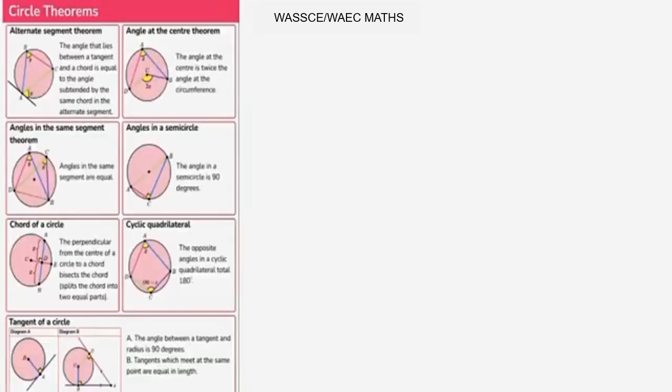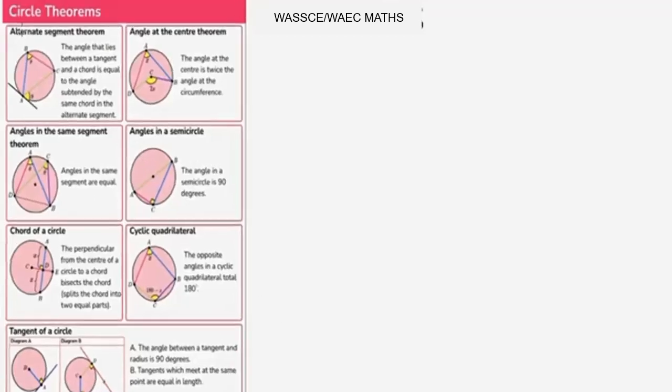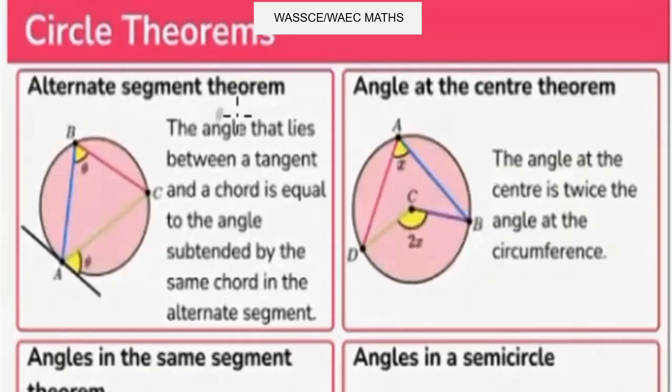Let me read this diagram that shows various rules for circle geometry. Okay, so let's look at this diagram and continue from here. Now when I look at this chart I have here, it says circle theorems. So these are the rules for circle geometry. Now the first one we have here, let's begin with this first one. It says alternate segment theorem.